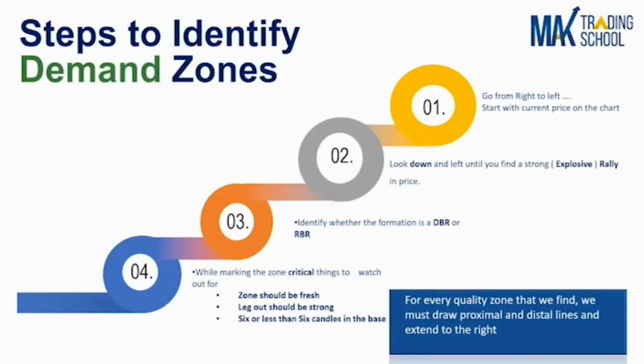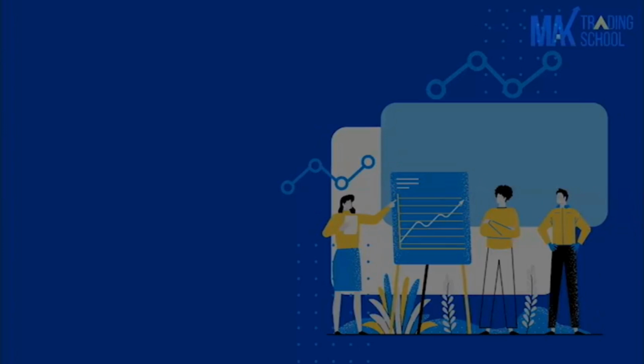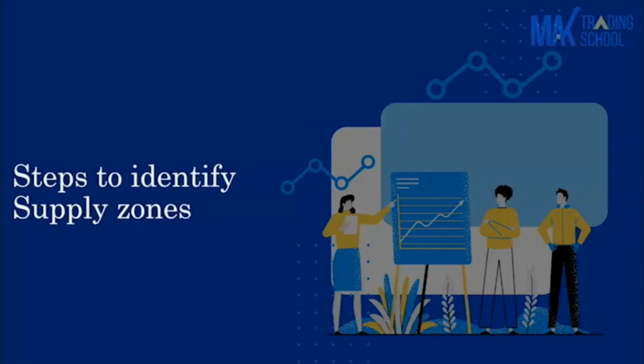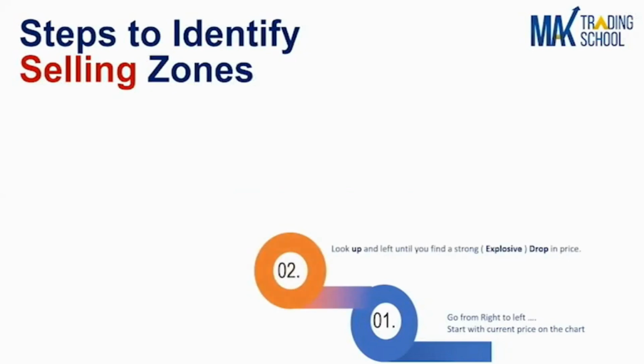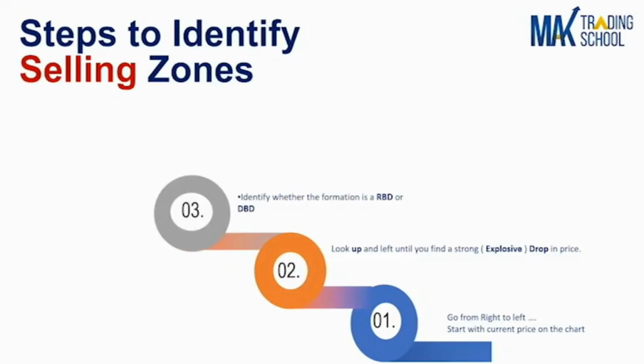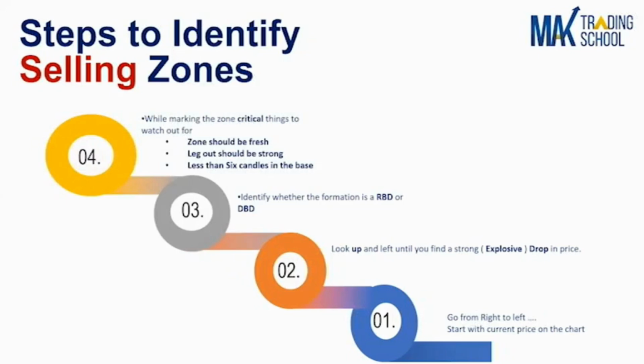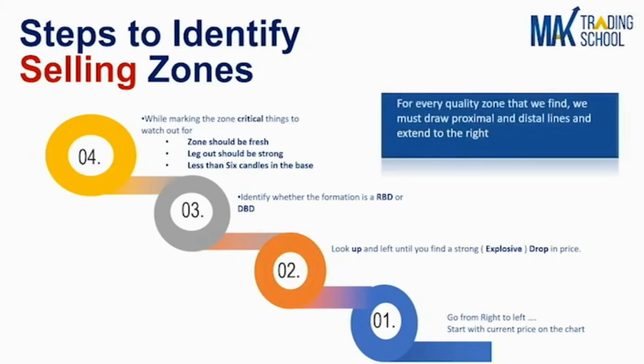Let's look at now supply levels. How to identify supply levels? Same steps, but now in the reverse order. Start with current price, but now instead of looking down, look above current price. Look above and now identify explosive drop, strong red candles. Formation can be a DBD or it can be an RBD. Same quality check. The supply level should be fresh, the supply level should be strong, and maximum 6 candles in the base. Once you have that, mark your proximal and distal lines.